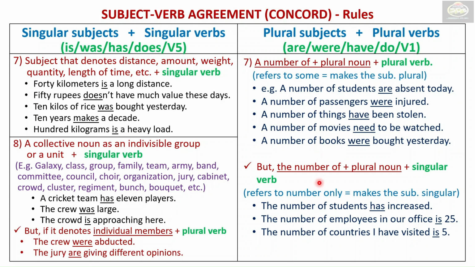Next one is the number of. It refers to number only. It doesn't refer to any real persons. It refers to their number only. For example, the number of students has increased. It refers to number only, therefore this is singular. The number of employees in our office is 25. The number of countries I have visited is 5. The number of plus plural nouns denotes their number only. Therefore, we have to use singular verb with such subjects.